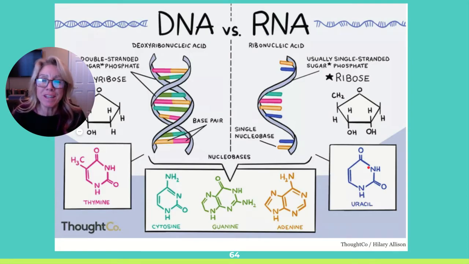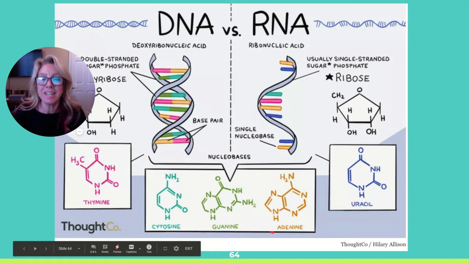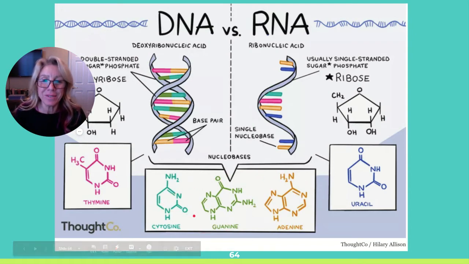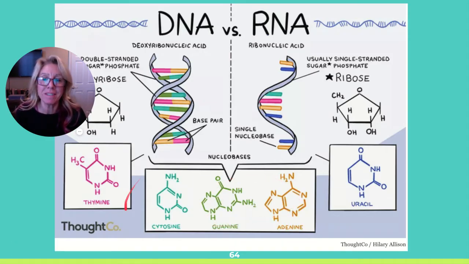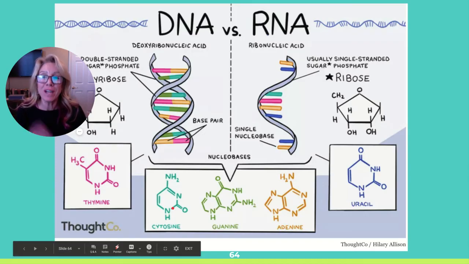And like thymine, cytosine is a pyrimidine, which means it has one ring, whereas guanine and adenine are purines because they have two rings to make up that nitrogenous base. So a purine is always paired with a pyrimidine.